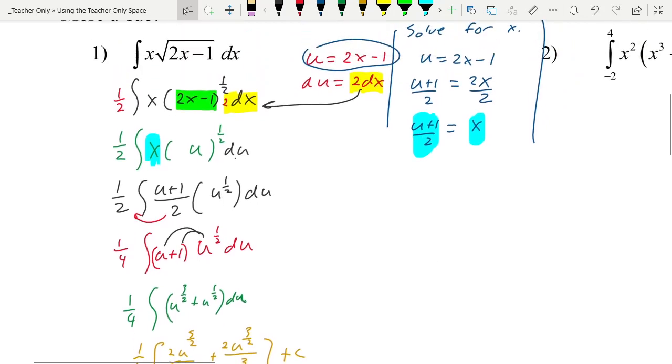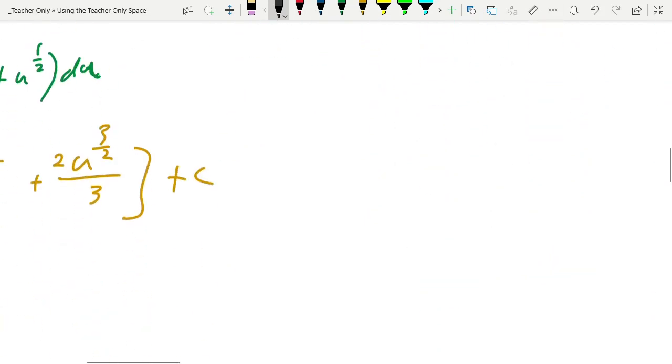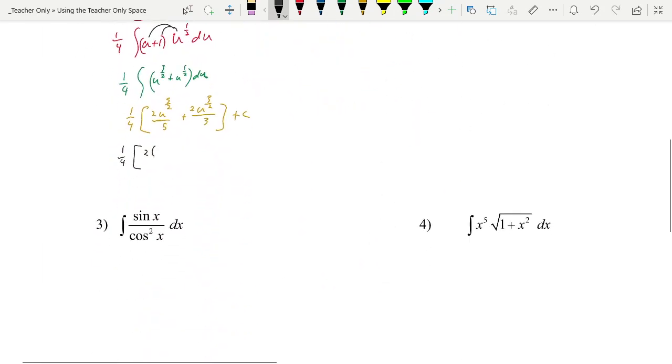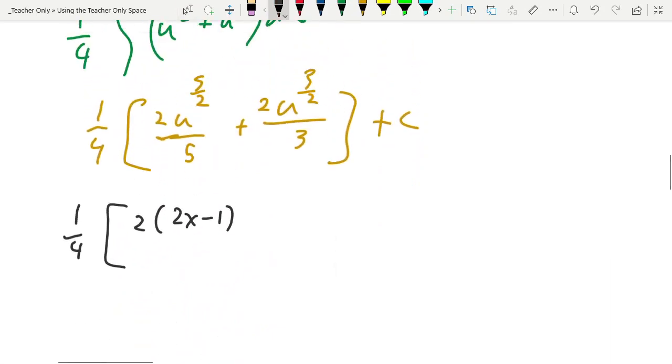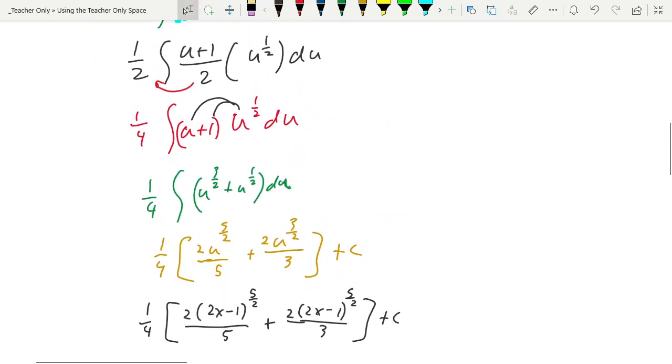We originally knew that u is equal to 2x minus 1. So we have to go back over here and say, okay, so this is 1/4 times 2, I already forgot what I just said it was, 2x minus 1 raised to the 5 halves divided by 5 plus 2 times 2x minus 1 raised to the 5 halves divided by 3 plus c. There we go. So, a neat little use of u substitution, right?